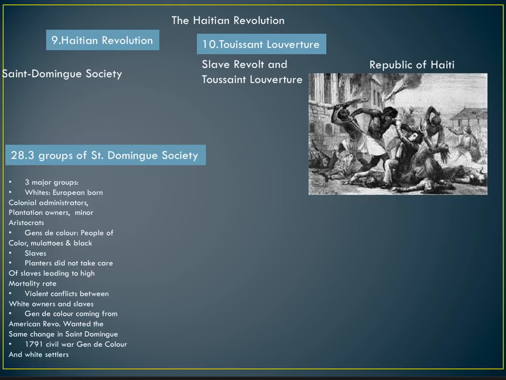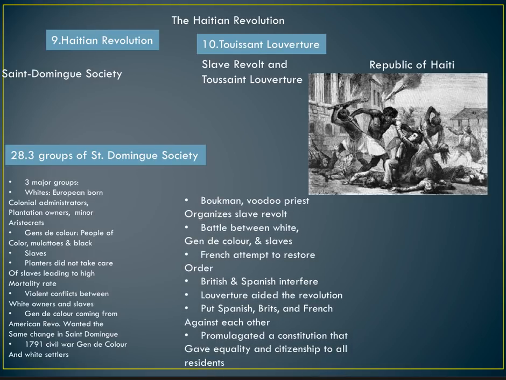And a lot of violent conflicts would occur between the white owners and the slaves because of the poor treatment that was occurring. So the gens de couleur are coming from, like I said, American revolutions, and also because they helped with the American, they also had helped with the French, and they wanted the same change that they saw in these revolutions. They wanted that in Saint-Domingue. And in 1791, you'll see a civil war break out with the gens de couleur and the white settlers there. And this was really a slave revolt.